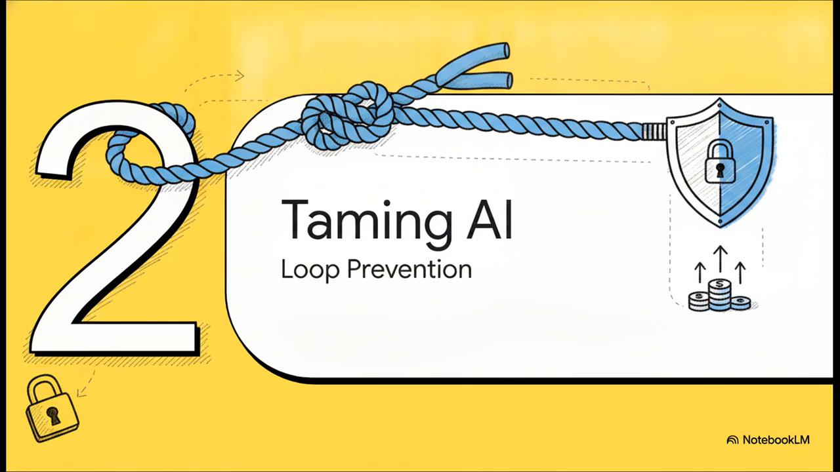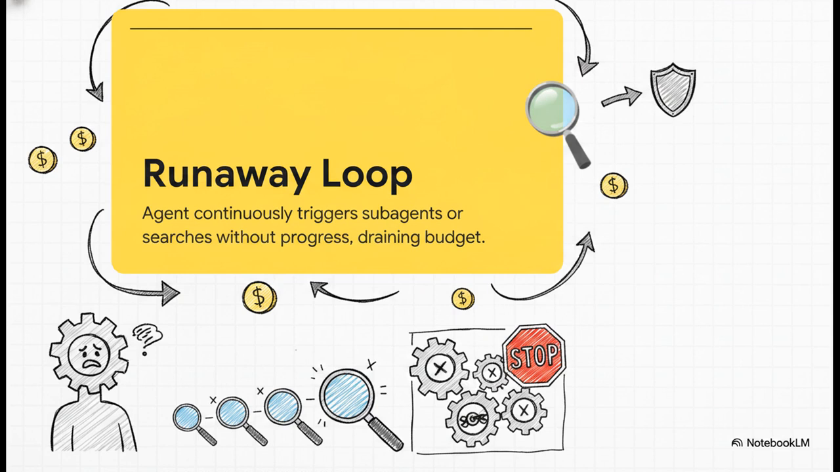Moving on to Section 2, Taming AI. Loops prevention. So, if that first section was all about freedom, this section is 100% about peace of mind and serious cost control. Let's define the exact problem we're solving here. The dreaded runaway loop. This is a terrifying failure mode where an agent just continuously triggers subagents or web searches without actually making any real progress. It basically just spins its wheels in an infinite loop, absolutely draining your token budget in the background while you go grab a coffee. It's a very real issue in agentic workflows, and this update finally brings in some urgent automatic guardrails to stop it dead in its tracks.